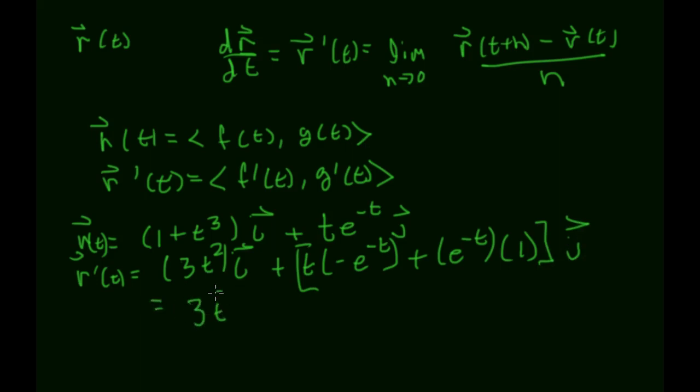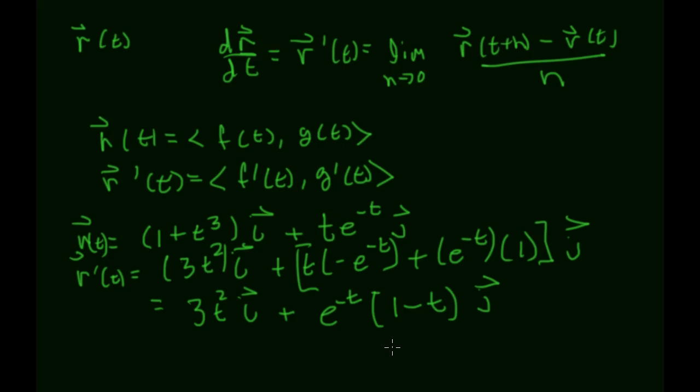So this is going to give me 3t squared i vector plus, and I can do a little bit of rearranging here, e to the negative t, I can pull that out. That leaves me with 1 minus t times the j vector. Okay, so there's my derivative, right? The first component of the derivative is 3t squared. The second component of the derivative is e to the negative t times 1 minus t. All right, so that's not so bad.